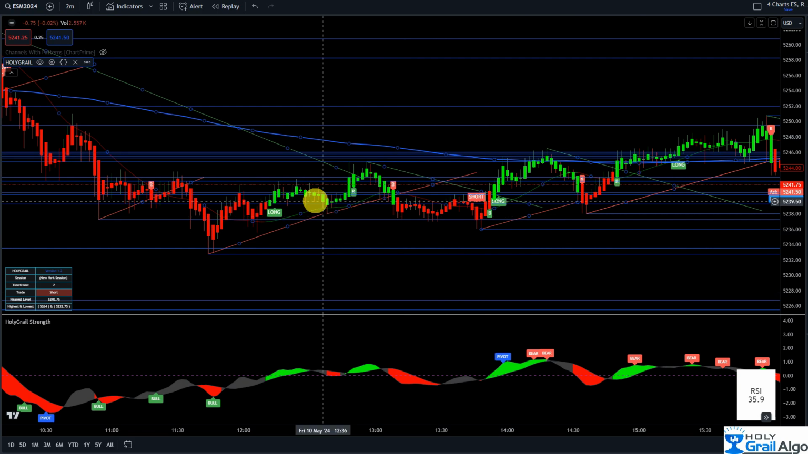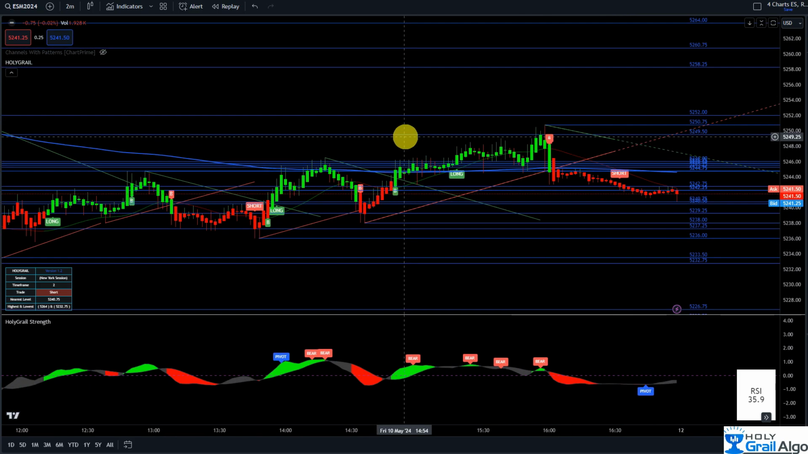But you can see right here, this pushed up, hit the support, pushed back down, it came up, pushed again, pushed back down. So you can see what it's doing here.